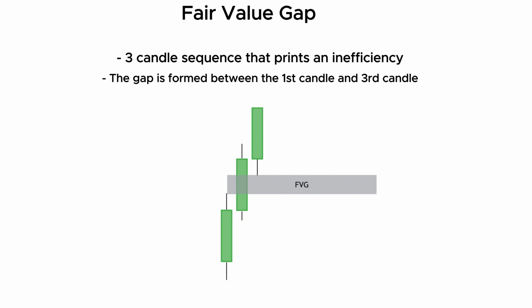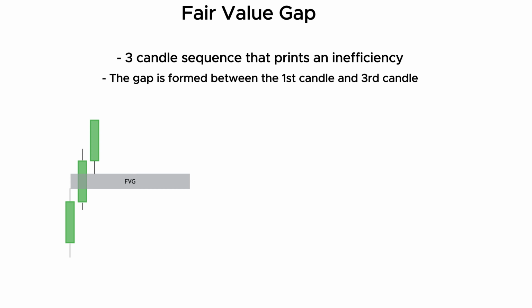Let's quickly compare price action movements where we can identify a fair value gap and one where we cannot. On the left, we can see that there is no overlap between the upper wick of the first candle and the lower wick of the third candle. Therefore, it leaves a fair value gap. On the right, we can see that the upper wick of the first candle overlaps with the lower wick of the third candle. In this case, we do not have a fair value gap.